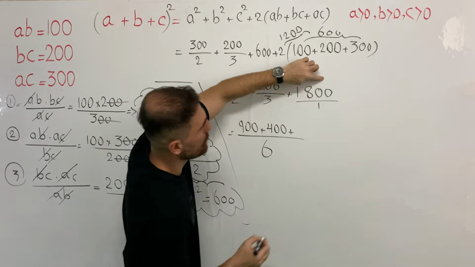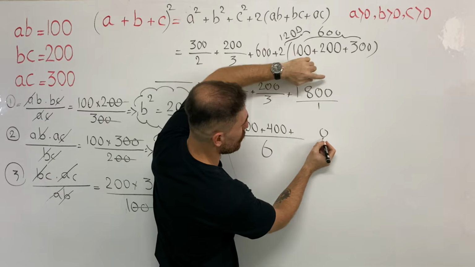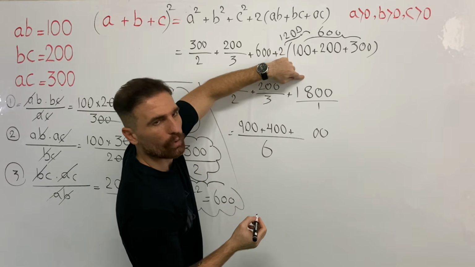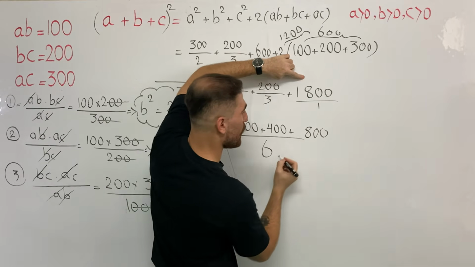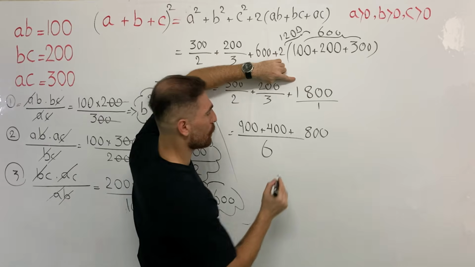Okay, 6 times 0, 0. 6 times 0, 0. 6 times 0, 0. 6 times 8, 48. I write 8 here, keep 4. 6 times 1, 6 plus 4, 10.